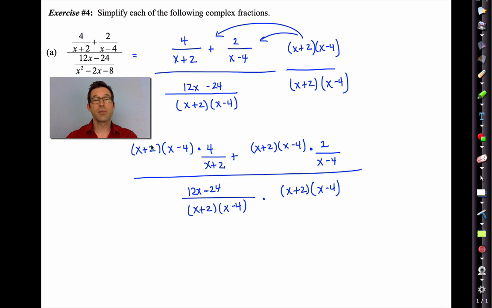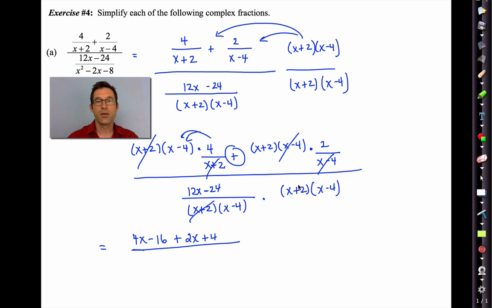Whew, let the canceling begin. The x plus 2's cancel. And what am I left with? Well, don't forget to distribute. I'm left with 4x minus 16 plus, x minus 4's cancel, and I'm left with 2x plus 4, right? 2 times x, 2 times 2. And here, everything cancels. And I'm left with 12x minus 24.